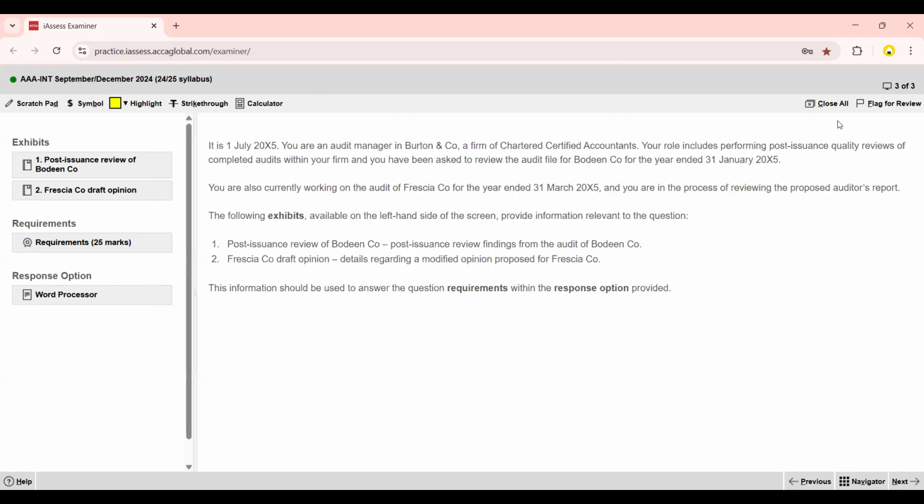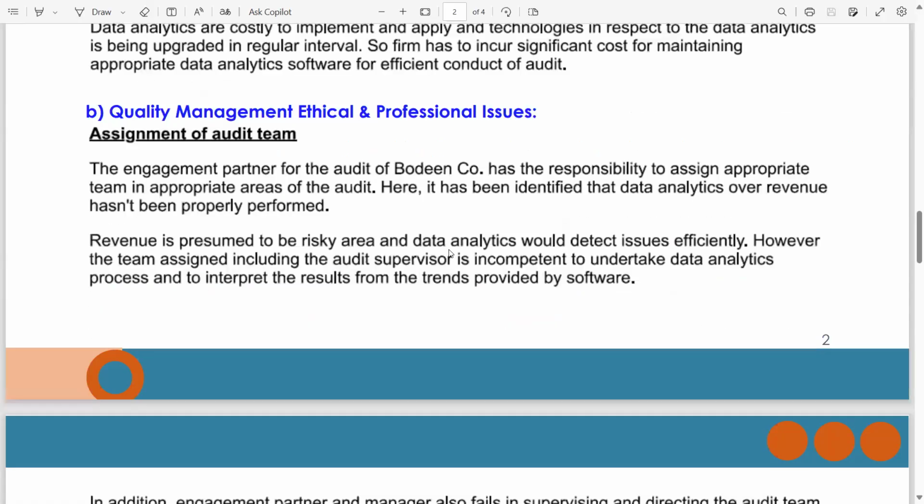Let's move to the answer and see how to draft an answer and link it with the exhibit. So this is part B, quality management, ethical and professional issues. Assignment of audit team. The engagement partner for the audit of Bodeen Company has the responsibility to assign appropriate team in appropriate areas of the audit. Yes, this is the responsibility of an engagement partner. If you have covered the ISQM2, then you have a better understanding. Revenue is presumed to be the risky area and data analytics would detect issues efficiently.